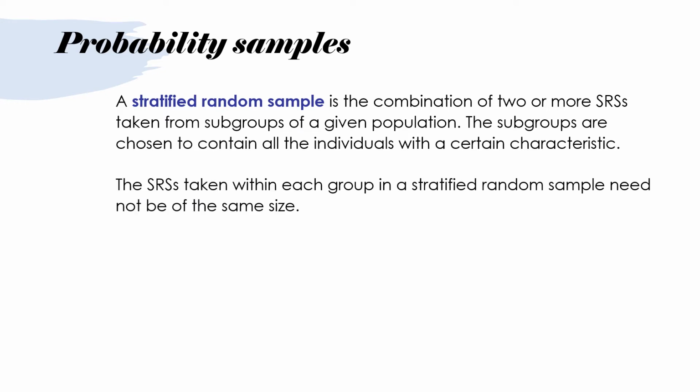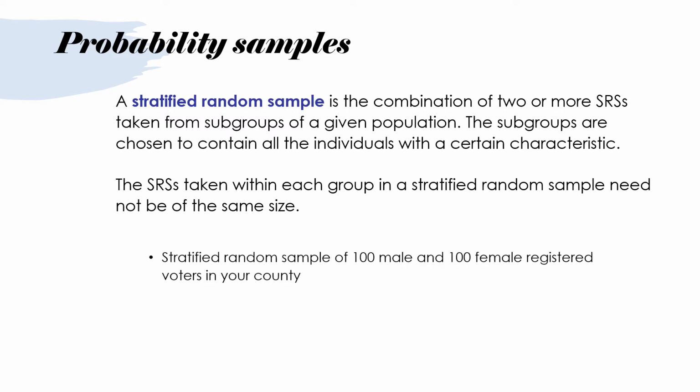The simple random sample taken within each group in a stratified random sample need not be of the same size. Like in this example, we can have a random sample collected from 100 males. So we are picking, say, 10 males from 100 male members, and from 100 females, we are picking just 5 females. Those 10 and 5 who were selected will be combined, and that is your stratified random sample.